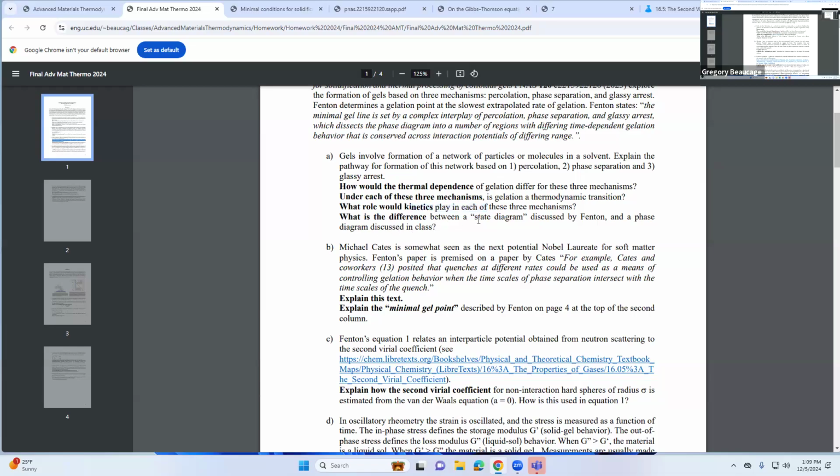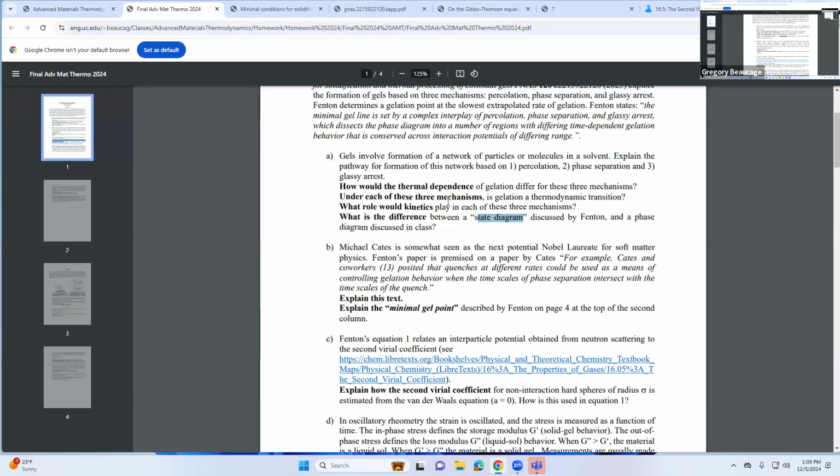Then, what's the difference between a state diagram and a phase diagram? He's using the word state diagram because it isn't a phase diagram. That's the basic idea: you can draw a diagram of something versus temperature, and some people would call it a phase diagram, some would call it whatever. So he's trying to get a thermodynamic basis for the thing.